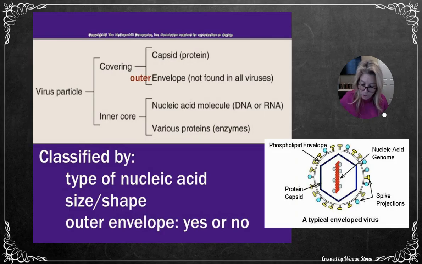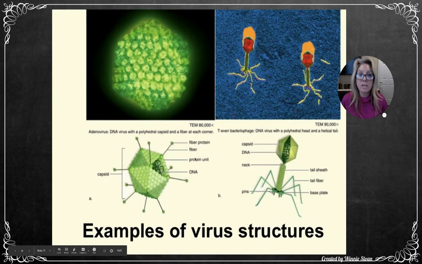So classification by size and shape, on your notes there, type of nucleic acid, and if there is an outer envelope, they have virally encoded protein spikes that allow them to gain entry to a cell. Their outer structure, protein capsid, nucleic acid inner core, and then I gave you the envelope or not. Let's take a look at a few.